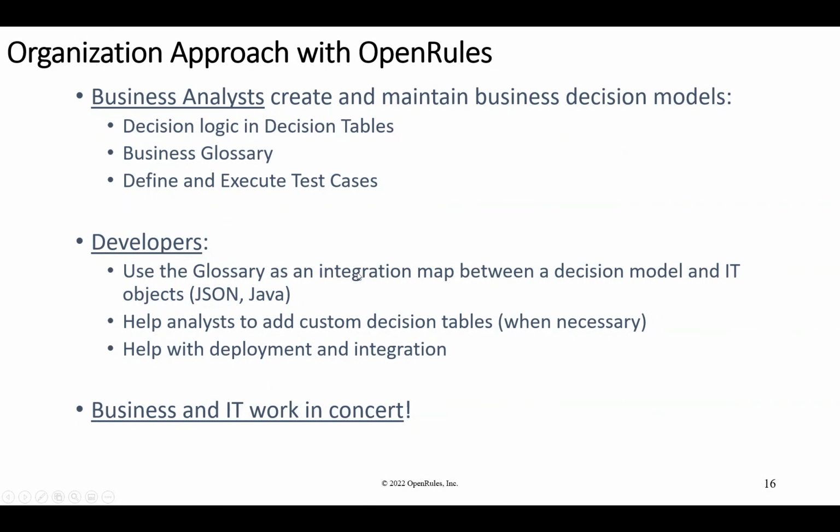technical names of your decision variables that usually correspond to JSON or to Java attributes. Also, sometimes you need help to create your domain-specific tables that are more convenient than the general tables, and OpenRules provides a very powerful templatization mechanism, and it's better if your technical people will help you with this. And you would also need help from your developers for the deployment and integration. But the best results we know from real-world experience are achieved when business and IT work together.